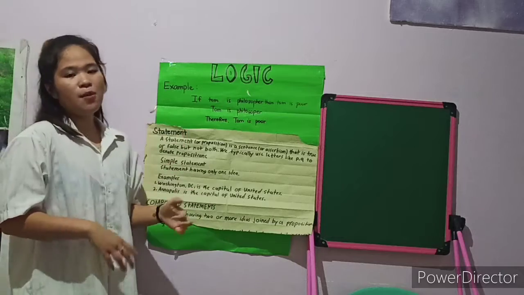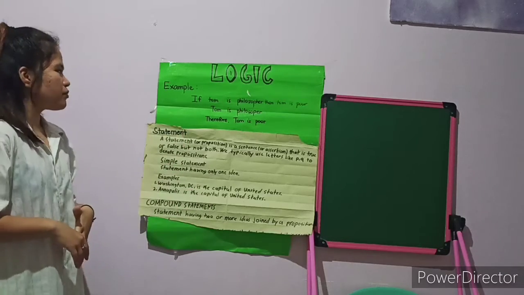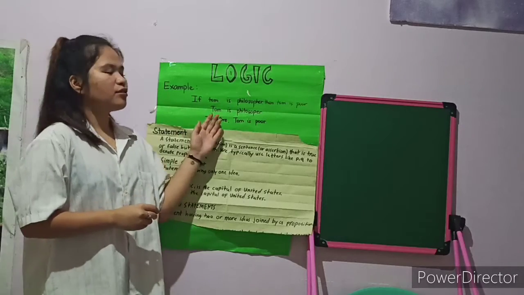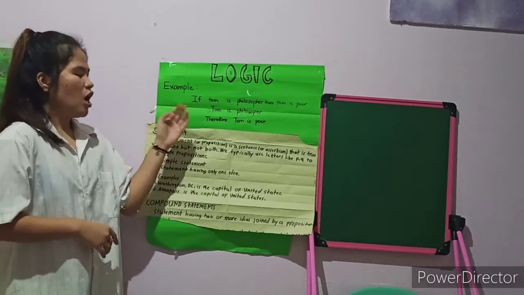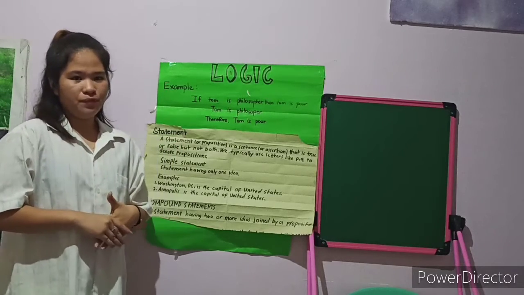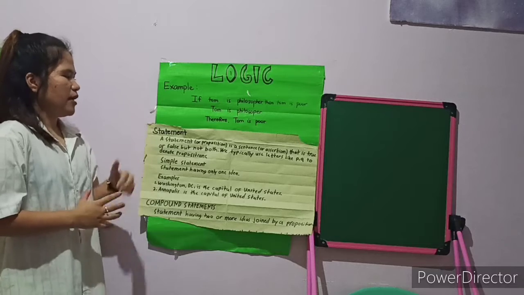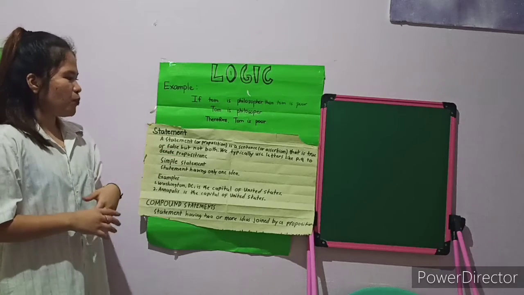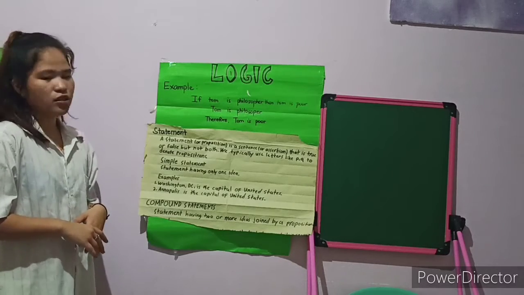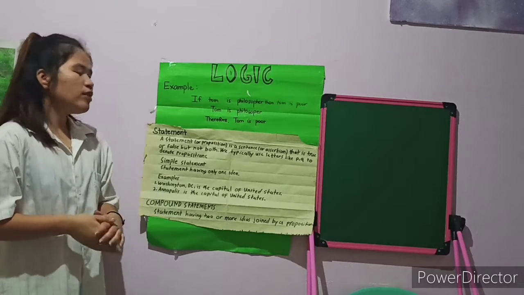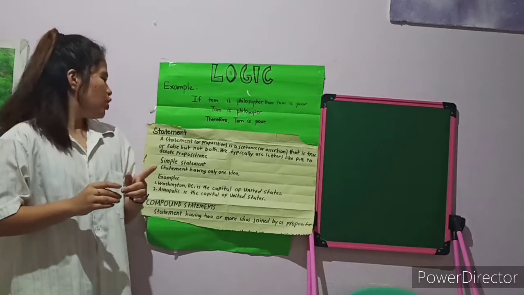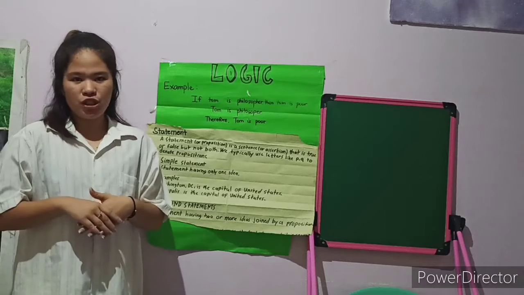I have here an example of logic. If Tom is a philosopher, then Tom is poor. Tom is a philosopher, therefore Tom is poor. Statements. A statement or proposition is a sentence or assertion that is true or false, but not both. We typically use P and Q to denote propositions.